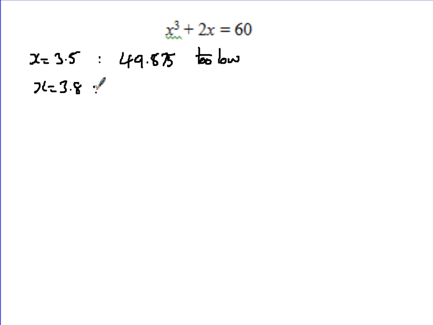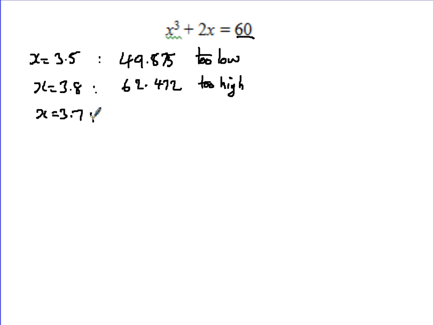So 3.8 cubed, and then we're going to add on 2 lots of 3.8, and that will then give us 62.472, and that's too high because we're looking for 60 as our answer. So we want to try just something slightly lower, 3.7.